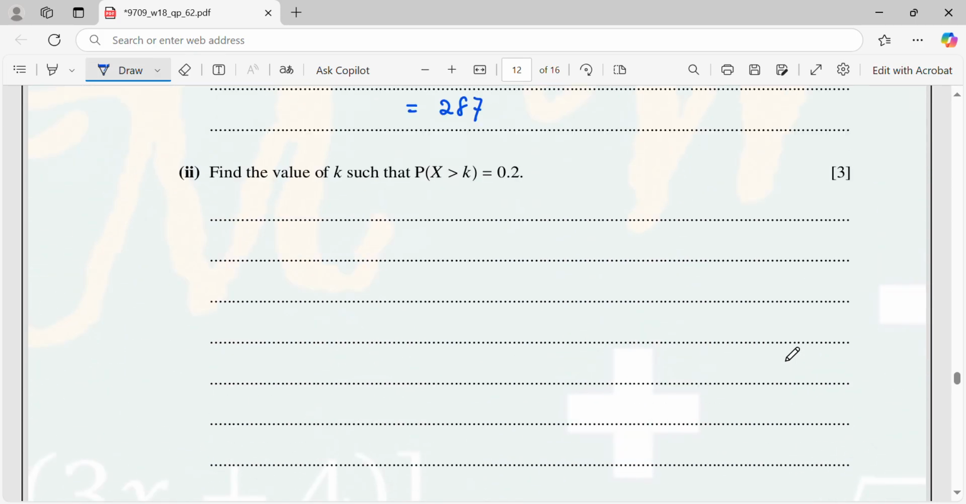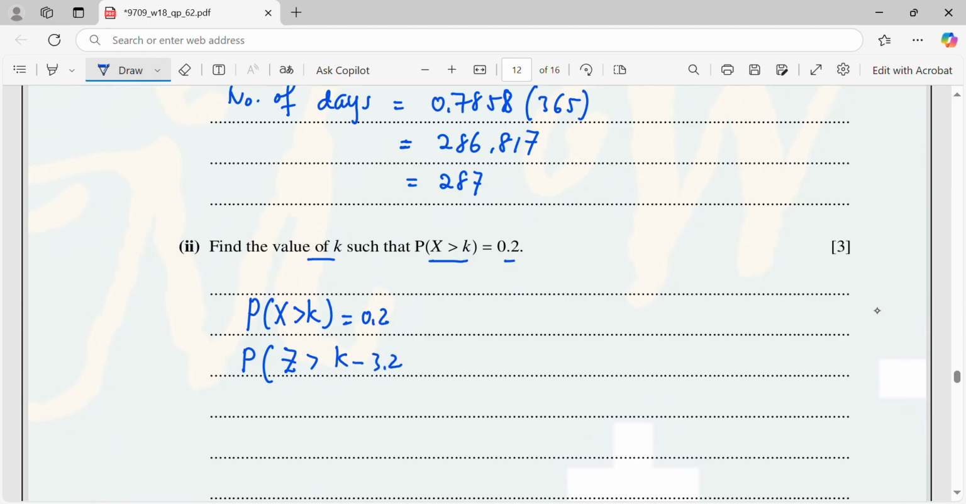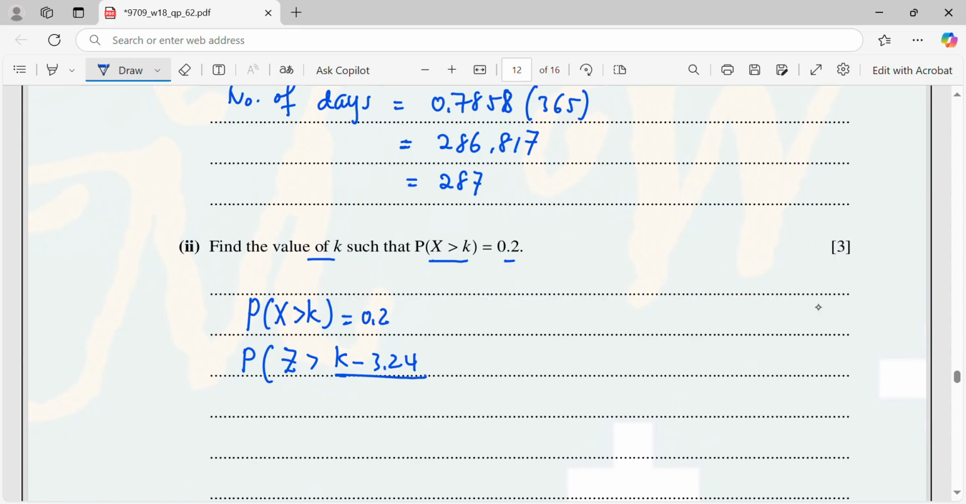Okay, now next part. Find the value of k for which this probability is 0.2. So now again the x is normally distributed. So we just standardize it. So when we standardize, k minus the mean. Mean is 3.24 over standard deviation is 0.96. Then this is 0.2. And now here I'm going to draw the graph. I'm going to sketch a graph.